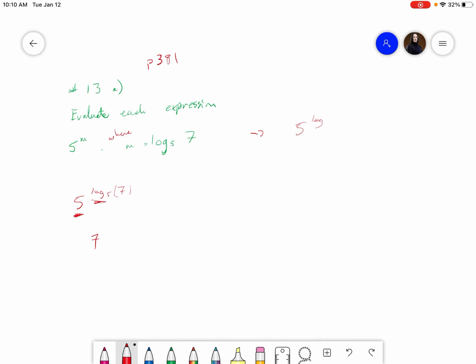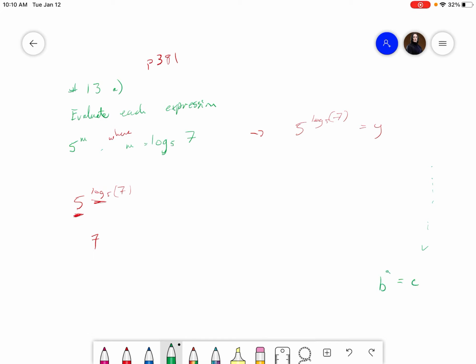So 5 to the exponent log base 5 with an argument of 7, I'm going to let that equal some value y. Now, here, it's going to be important. I'm going to do it, not a trick, but it is definitely going to be hard to see. So I'm just going to go down here as an aside, and I'm just going to practice my skill.